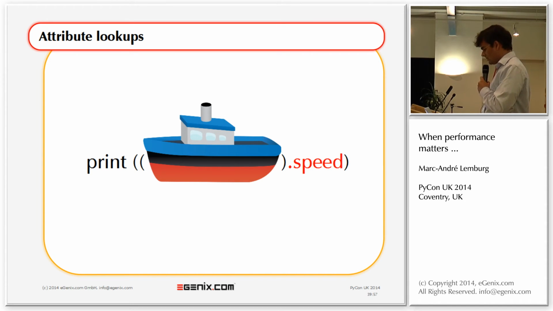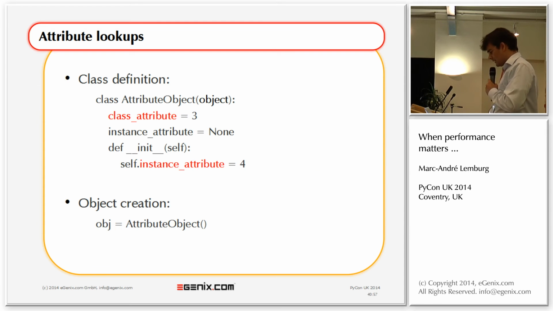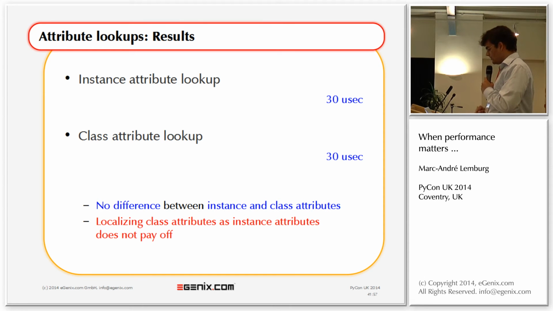Then the next type of lookup is attribute lookups. So you have a standard kind of class definition here. You have class attributes, you have instance attributes. And then if you time those two, you'll find something very interesting. It's that instance attribute lookups are basically the same speed as class attribute lookups, even though Python has to go from the instance to the class in order to do the class lookup, which is interesting. So what to take away from this is that it doesn't really pay off localizing the class attributes in your instances. They just take away more memory, so you don't have to use that.